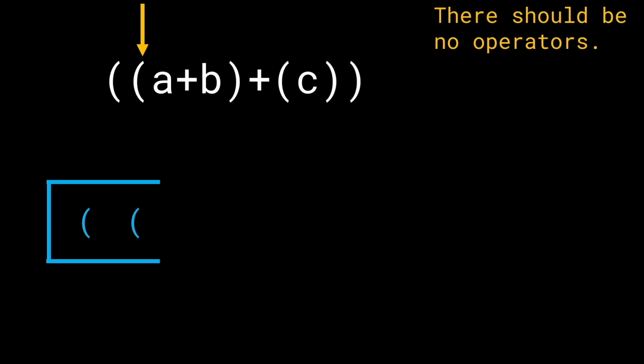Right. Cool. So we'll go ahead and continue iterating. We get another opening round bracket, so we'll just add it to the stack. Now we get A, then we get plus, and then we get B.